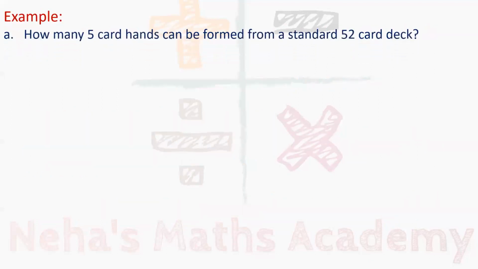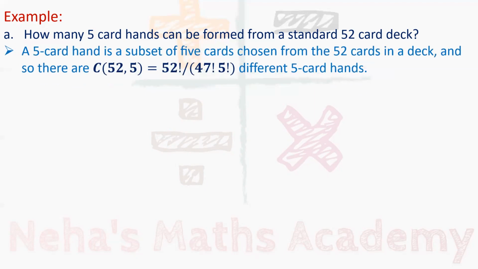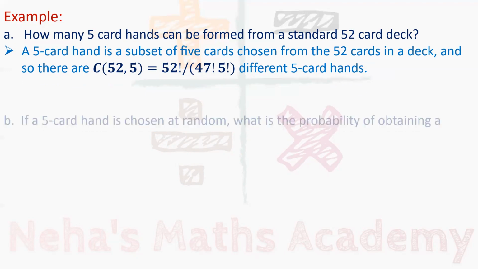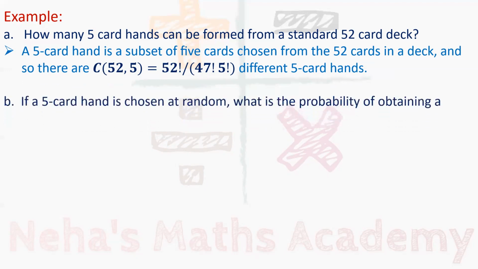Next example. How many 5 card hands can be formed from a 52 card deck? That means we just have to select 5 cards out of 52 cards. And to choose 5 cards out of 52 cards, there are 52C5, that is C(52,5) ways. And we can write it as C(52,5) is equal to 52 factorial upon (52 minus 5), that is 47 factorial into 5 factorial.